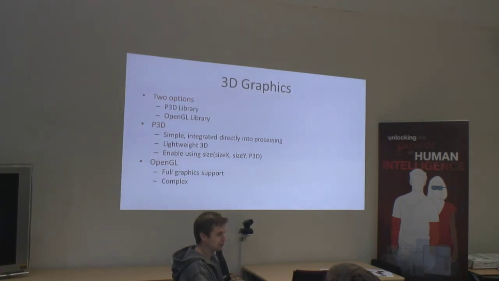There are two options which are supported within processing. There's P3D, which is built on OpenGL anyway, but it's been integrated nicely into processing. It's easy to use. You can enable it easily, and then you can use raw OpenGL yourself if you feel that you need to, which provides full graphic support to everything that your video card will handle.